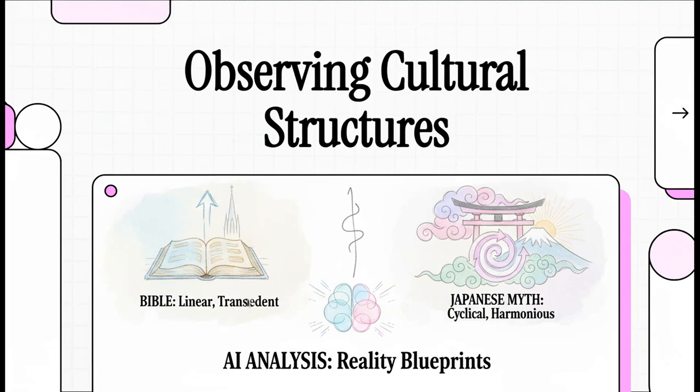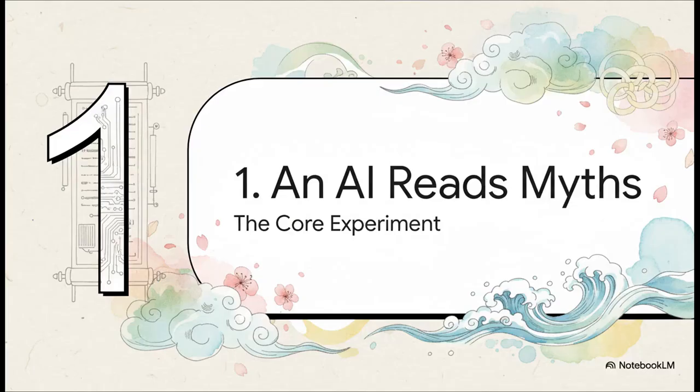Welcome to this explainer. Today, we are diving into a really fascinating thought experiment. What if we could use an AI to actually see the deep, invisible structures that shape all of human culture? Okay, so here's the core setup for the experiment. We're going to take an AI and feed it two of the most foundational stories humanity has ever told, the Bible and Japanese mythology.